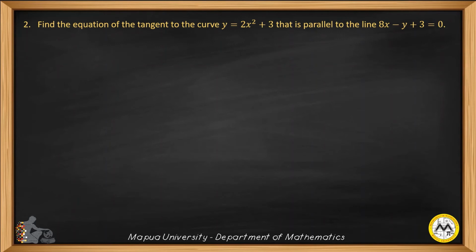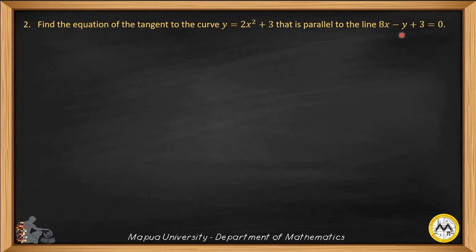Okay, let us now work on another example. This time, we want to find the equation of the tangent to the curve y equal to 2x squared plus 3 that is parallel to the line 8x minus y plus 3 is equal to 0. In this particular example, we are given a different set of data. What we know here is the equation of the curve y equal to 2x squared plus 3 and that the tangent would be parallel to this line.